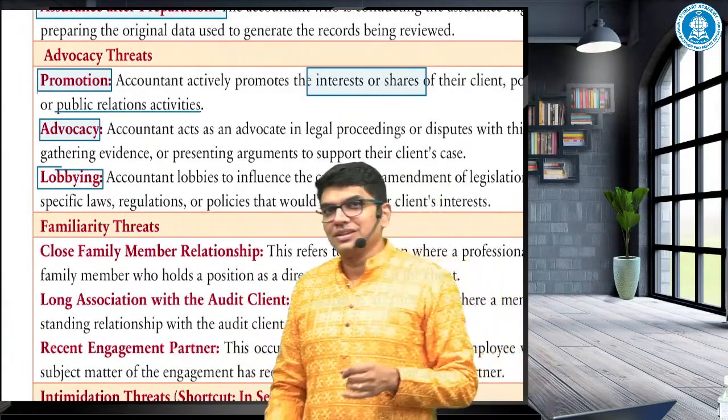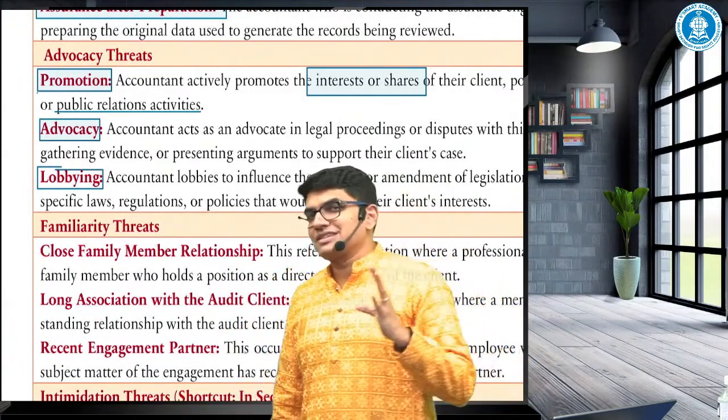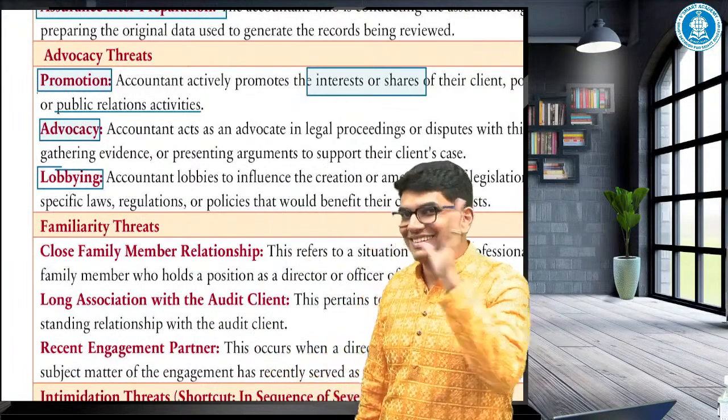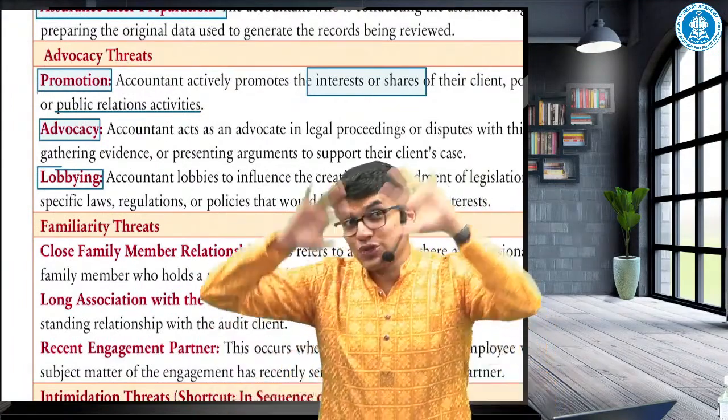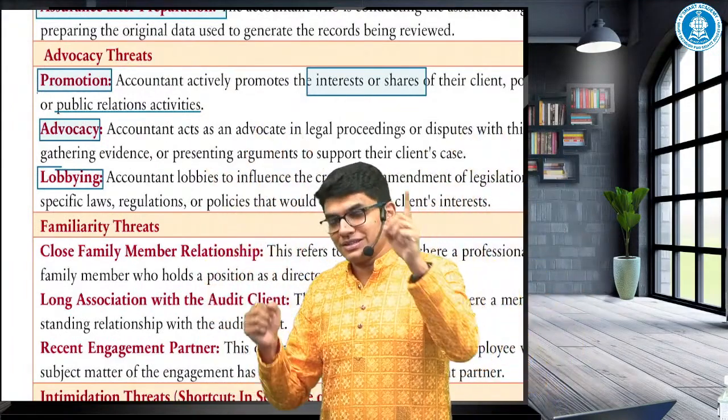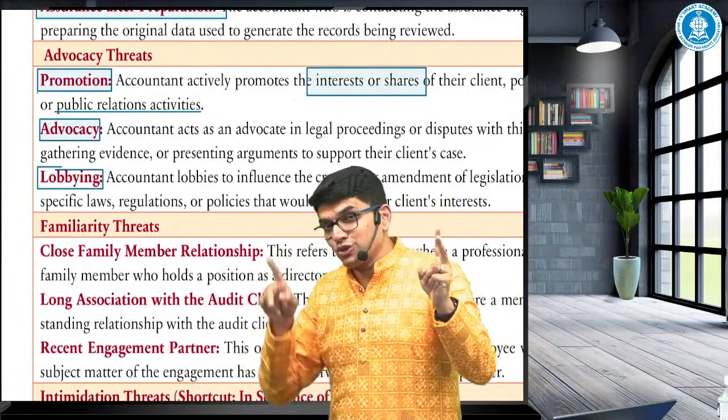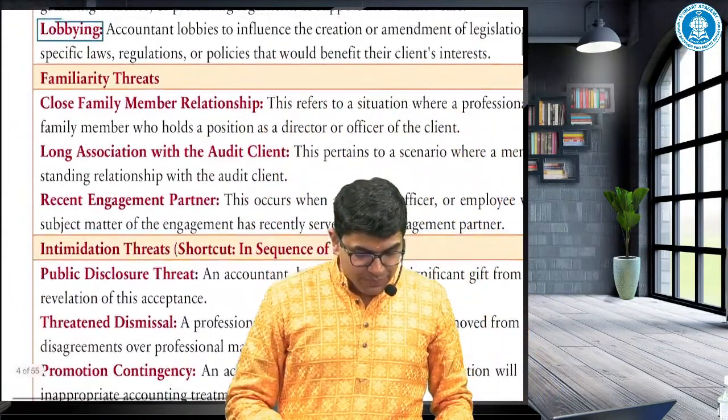See, very simple. Safi, we have seen five examples of self-review threat. Okay. Situations which create self-interest threat, then two situations, self-review threat, and then three, advocacy threat.